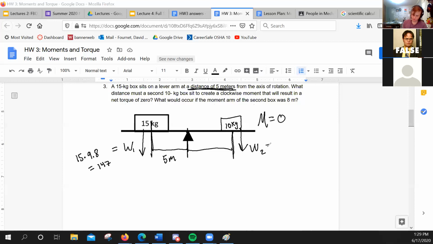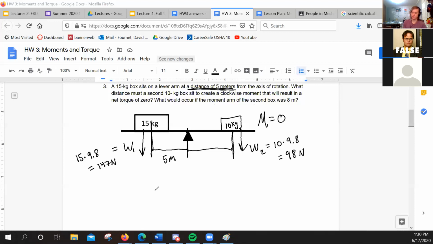What is weight 2? We know it's 10 kilograms, right? 98. Yep, because it's 10 kilograms times 9.8, which equals 98. Okay, perfect. So we now have our two forces, and we know that this force is applied at 5 meters. So what is the torque or moment that is caused by that?